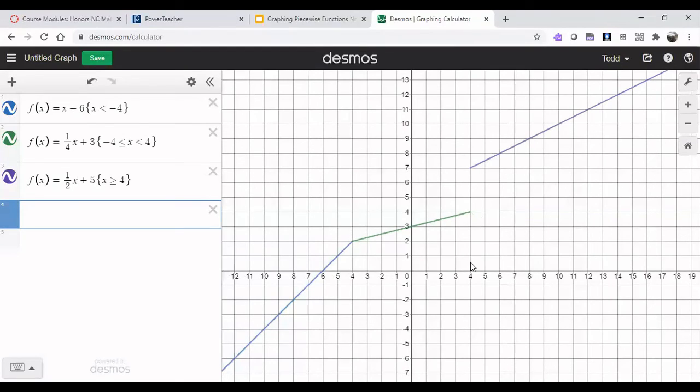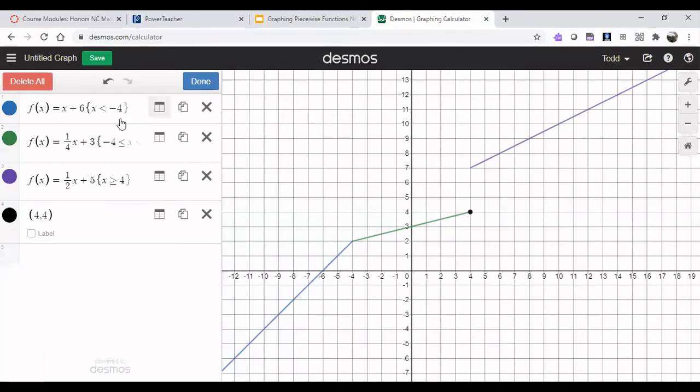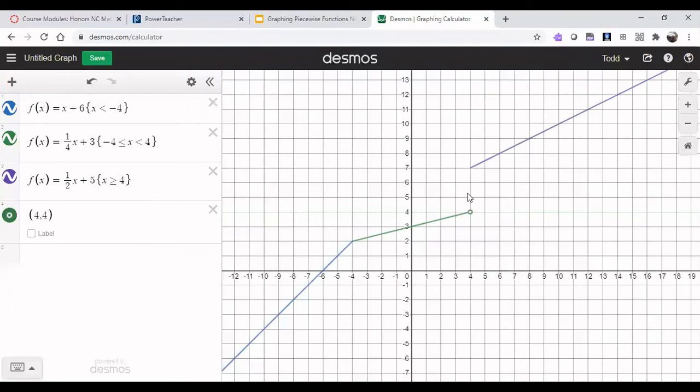So the green one, which is 4, 4, at 4, 4, the green one at the +4 is open. It was closed on this side, but it's going to be open on the other end. Closed at the -4, but open at the +4. So I want to open that up. I'll make it green. So that'll give you an open circle.